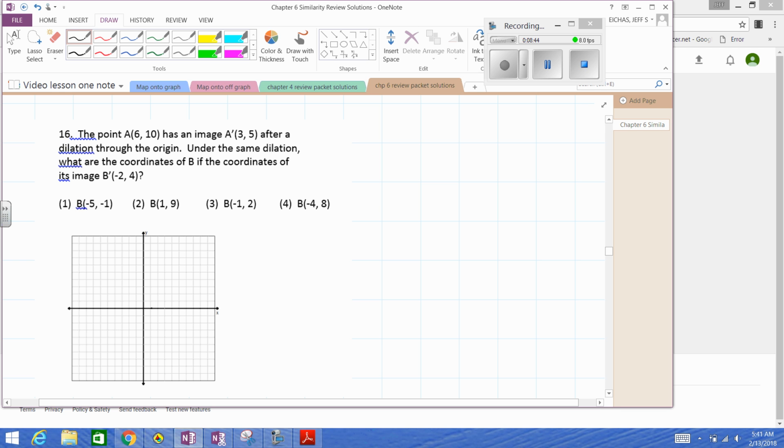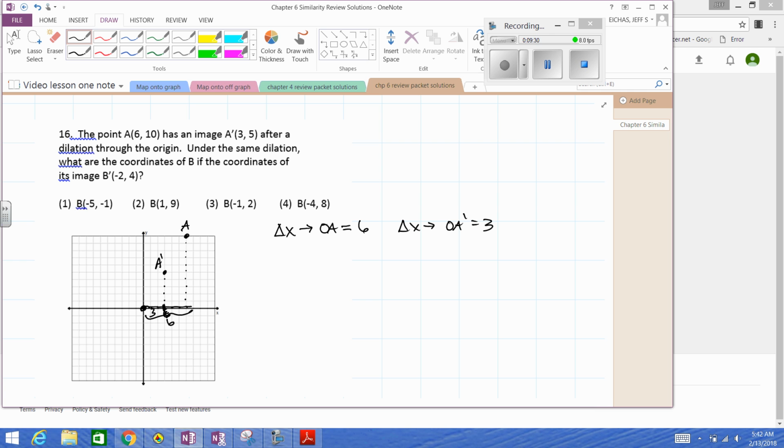So let's do one more here. A is 6, 10, A prime, and the center of dilation. The way I do these is I just take one direction at a time. The change in x from the origin to A, that is 6. So we're talking about this distance right here. Now, the change in x for O to A prime is only 3.